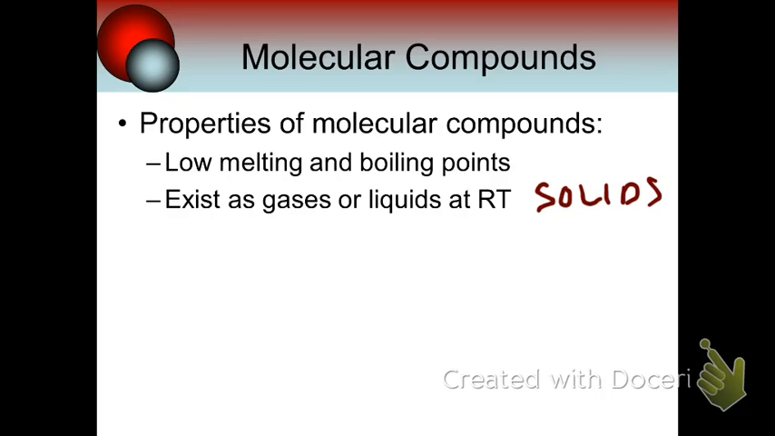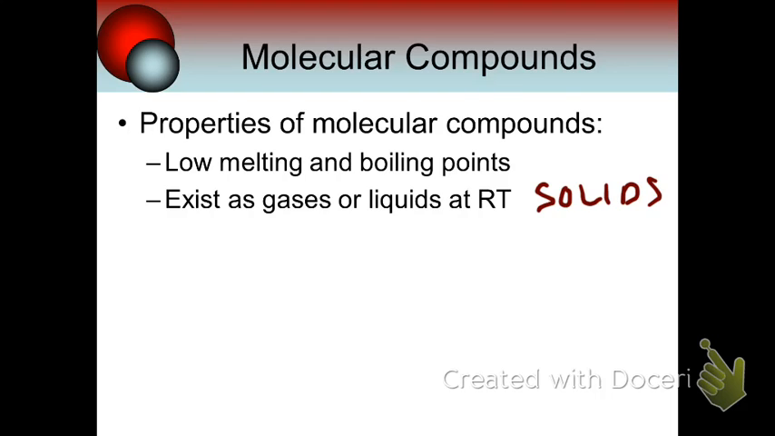They have a far greater expanse of physical states than ionic compounds do. Ionic compounds generally are just solids. A lot of them are liquids at room temperature. So make sure you put solids in there as well.